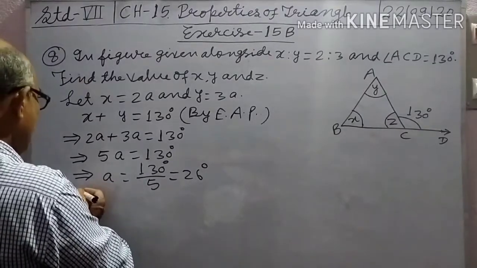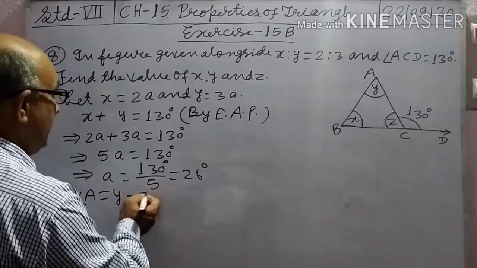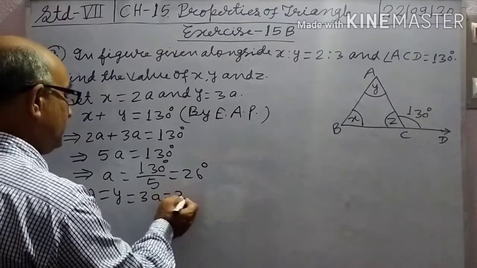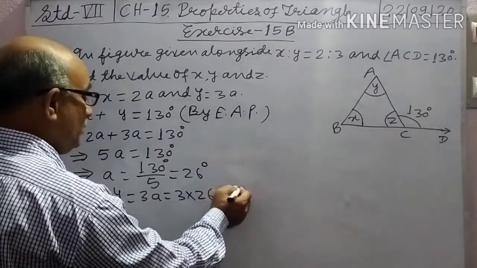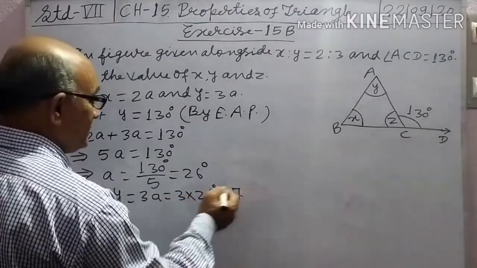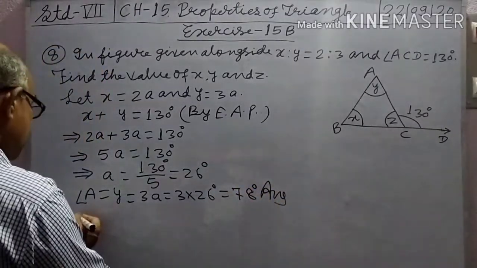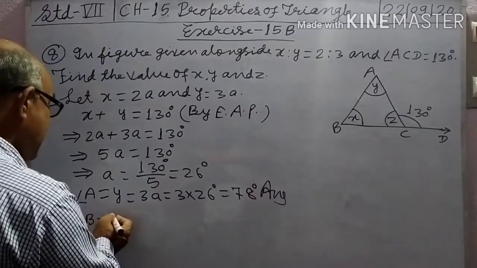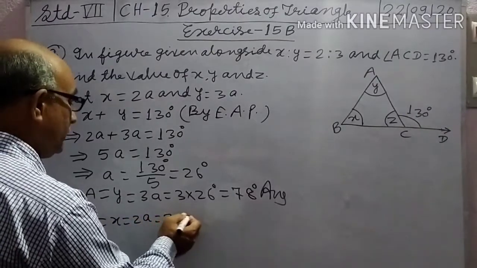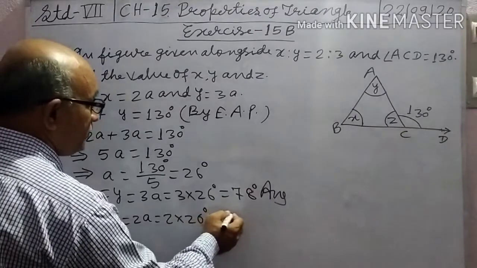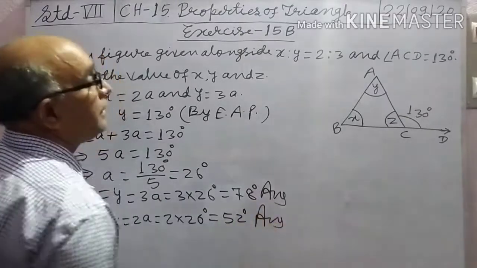Now find angle y equal to 3a equal to 3 into 26 degree equal to 78 degree. One answer. Next, angle x equal to 2a, 2 into 26 degree, equal to 52 degree. Second answer.